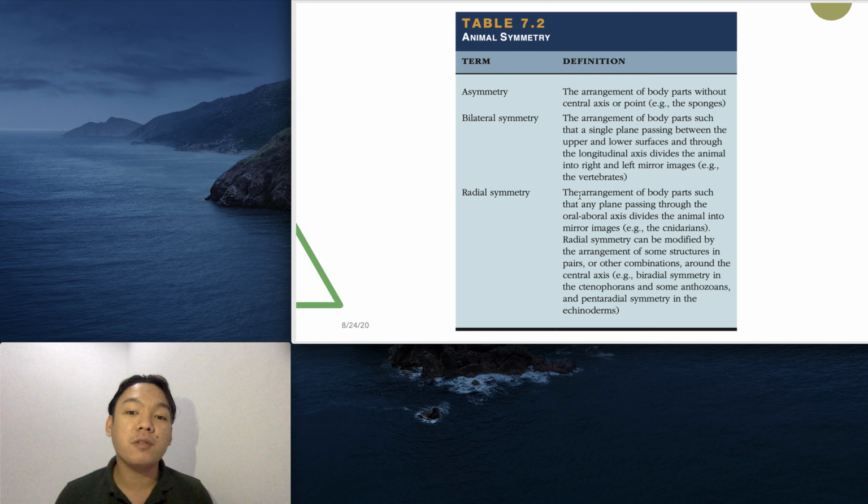The first is asymmetry. This is the absence of a central axis or point. For example, the sponges don't have a central point or axis, so they don't possess symmetry in their body plan. When we say bilateral symmetry, there is a single plane passing through the upper or anterior and lower surfaces, through a longitudinal axis, that divides the animal into its left and right images. Vertebrates are bilaterally symmetrical animals because when we divide ourselves into left and right, you can see the mirror image of both sides.